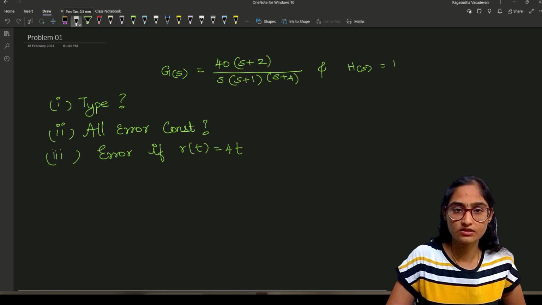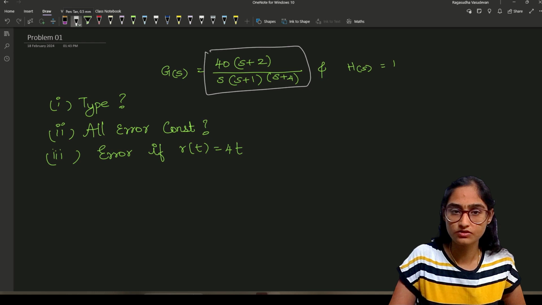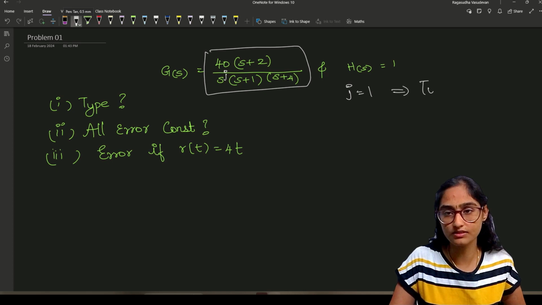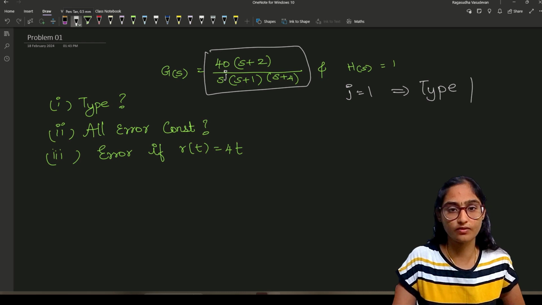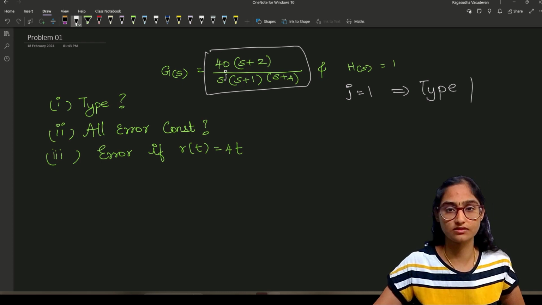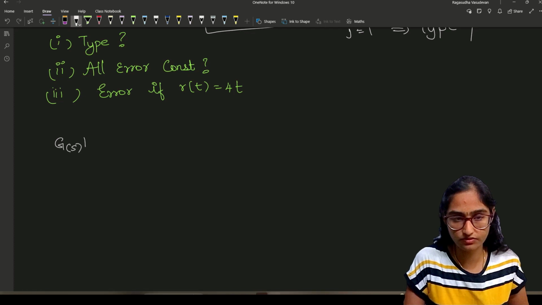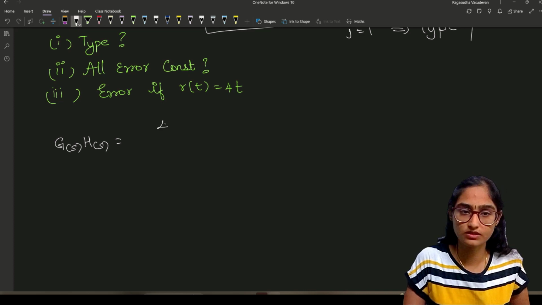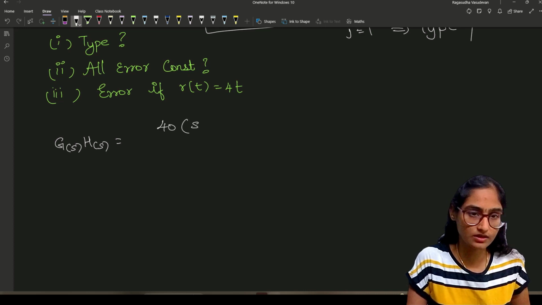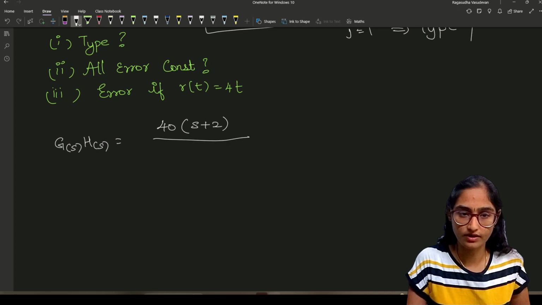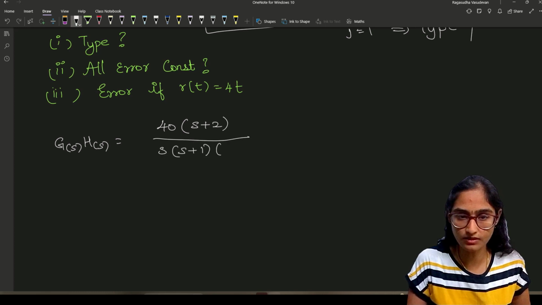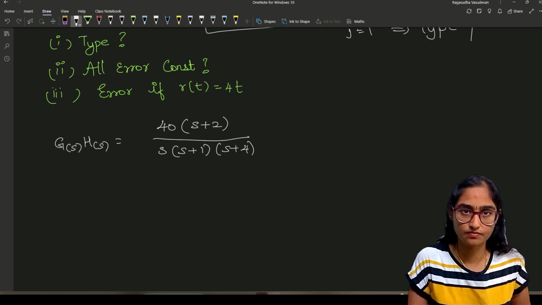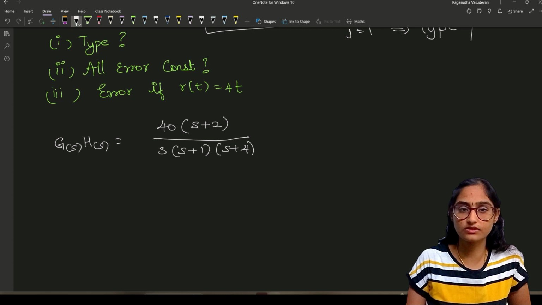Okay? This is already in time constant form. So s power j, where j refers to the type of the system, here j equal to 1. So this implies that this is a type 1 system. Okay. So what are all the error constants? First we will find out g of s into h of s. Since it is a unity feedback system, both are same. 40 into s plus 2 divided by s into s plus 1 into s plus 4. Okay, so this is the g of s into h of s.